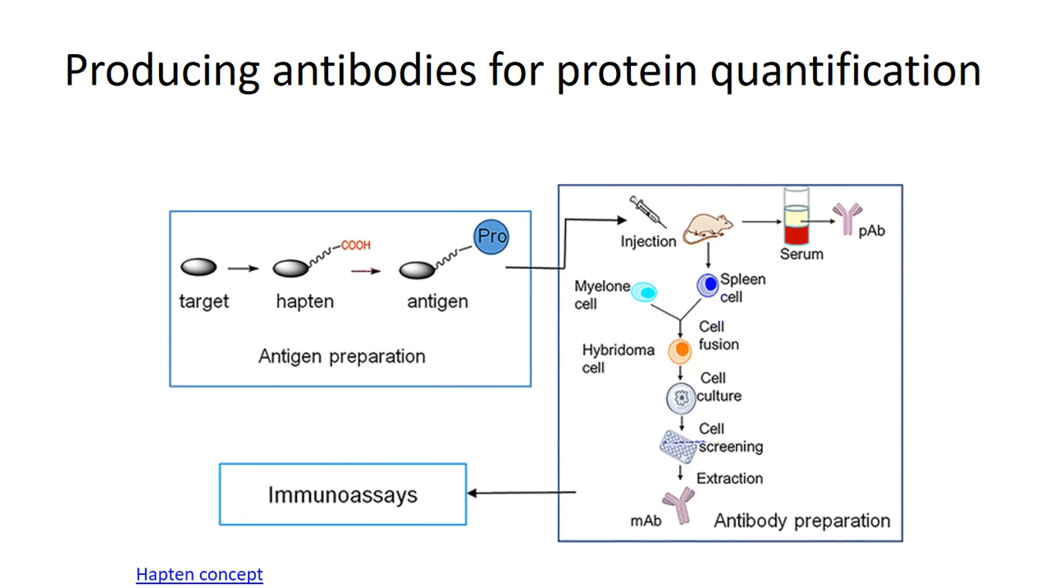They then fuse that with a myeloma cell, and the reason for that is in order to expand or increase the number of these B cell clones, we fuse it with a cell that's immortal. So it's a cancer cell, and when you fuse it with a cancer cell, you get a hybridoma cell. That basically makes this B cell immortal. That means we can continuously, over a long period of time, reproduce this isolated B cell clone, and we do that through cell culture.